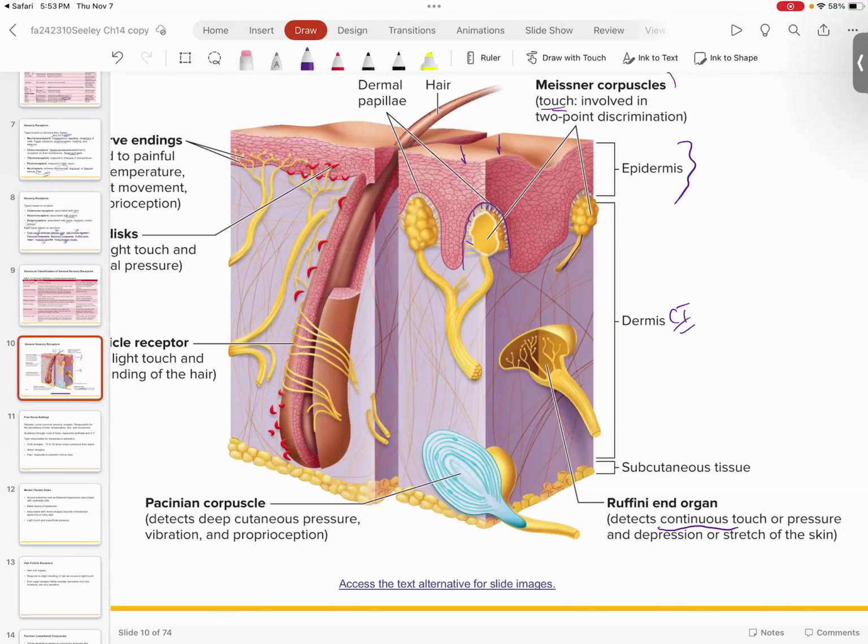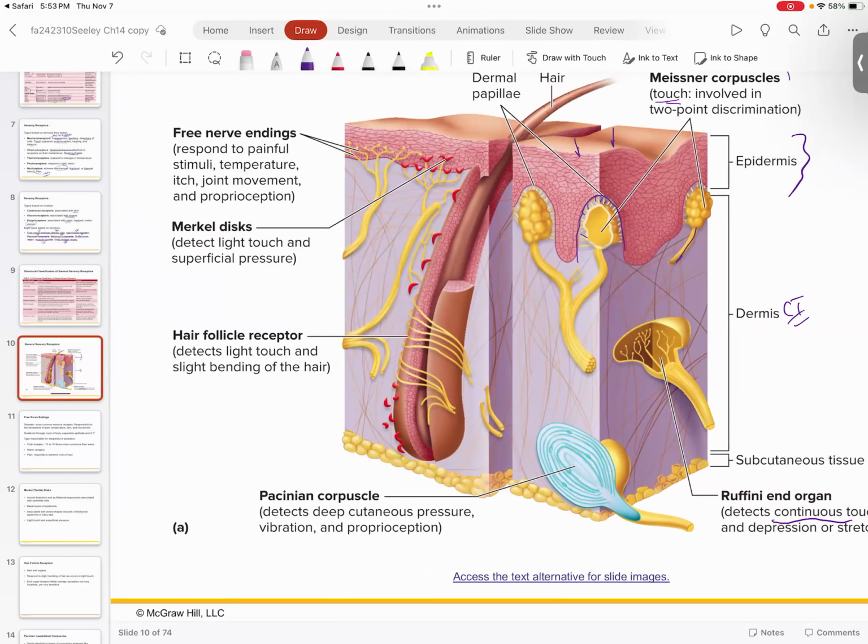Now, deeper still in the dermis, which is this purple area, is going to be another sensory structure called the Pacinian corpuscle. It basically has this sort of lamellated structure. It's like little layers around it. And this is going to be that deep cutaneous pressure, vibration, and proprioception. So it allows your body to know essentially spatially where everything is. And so if you feel pressure but not pain, then that's the Pacinian that's telling you that.